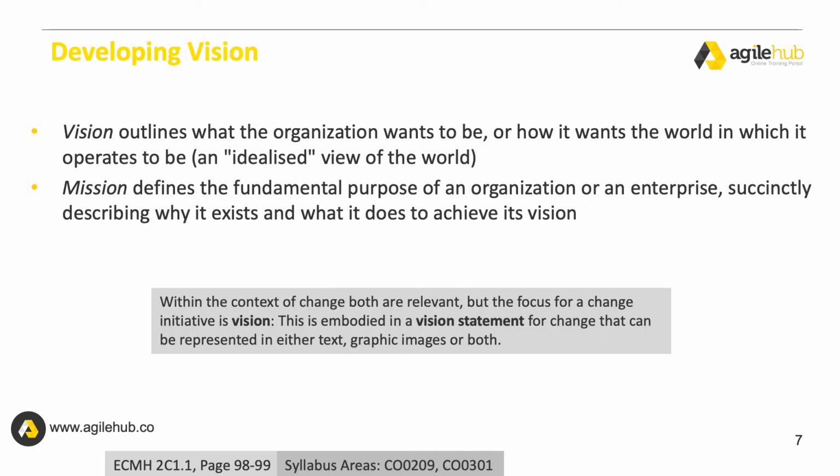Developing vision. Vision outlines what the organization wants to be, or how it wants the world in which it operates to be, an idealized view of the world. Mission defines the fundamental purpose of an organization or an enterprise, succinctly describing why it exists and what it does to achieve its vision.